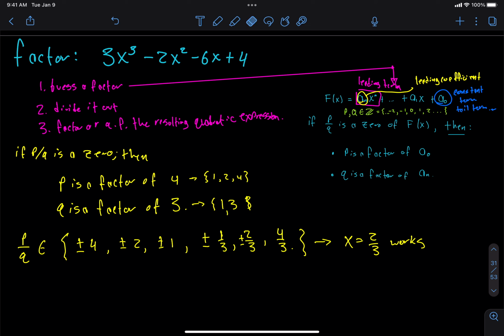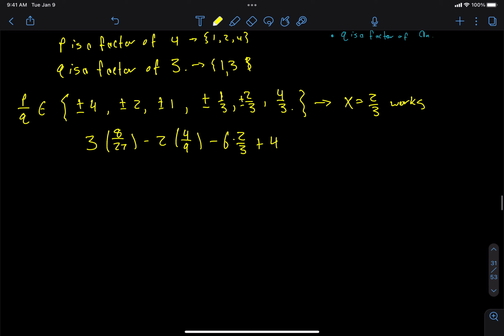Okay, and let me show you. It would be 3 times 8 over 27, minus 2 times 4 over 9, minus 6 times 2 over 3, plus 4. When you do this, you get 8 over 9 minus 8 over 9 minus 4 plus 4, which is equal to 0. Cancel, cancel, cancel, cancel. You get 0.